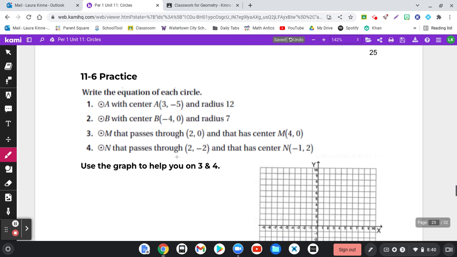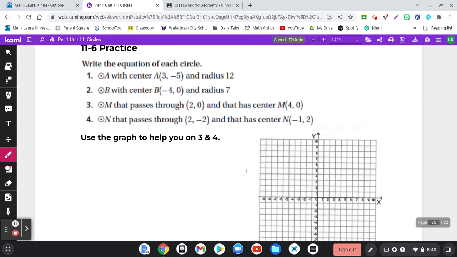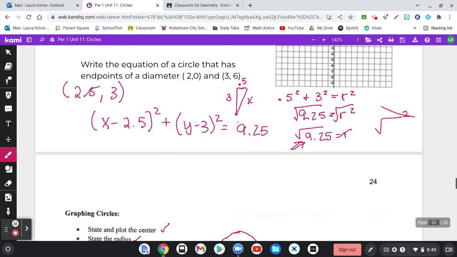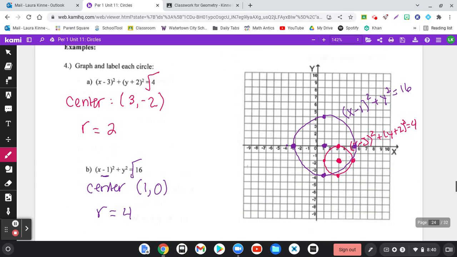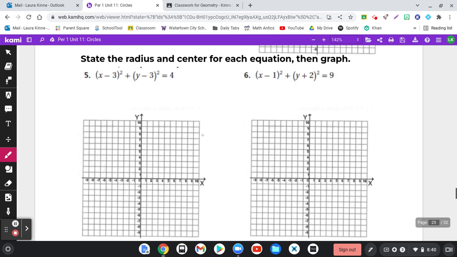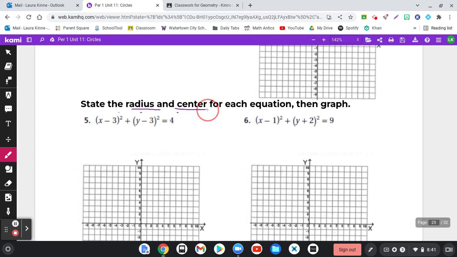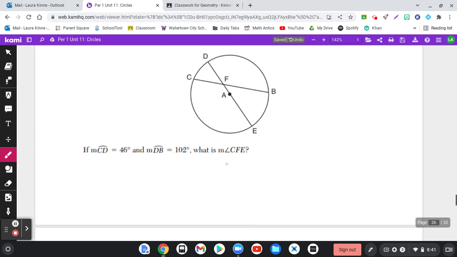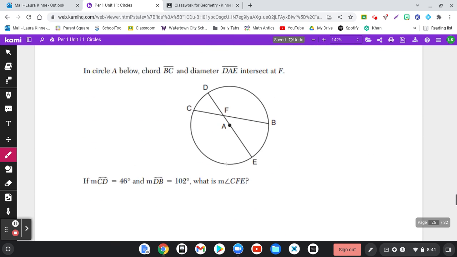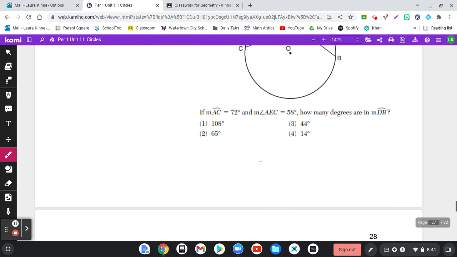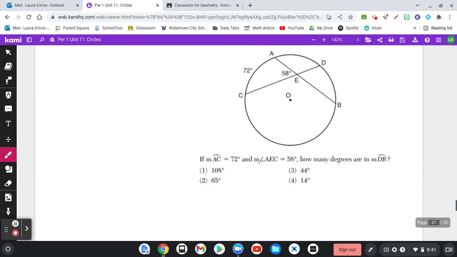So after this, you're going to give these questions a try on the back. So just writing equations, you can use this graph to help you with 3 and 4, trying to figure out, like we did on these, what the radius would be for the rest of your question. Graph these two, state the center and the radius, then graph, and then a couple more graphing. It looks like a lot because there's 3 pages, but again, they're big questions, so it's actually not a very long assignment at all, and we'll go through that on Monday.